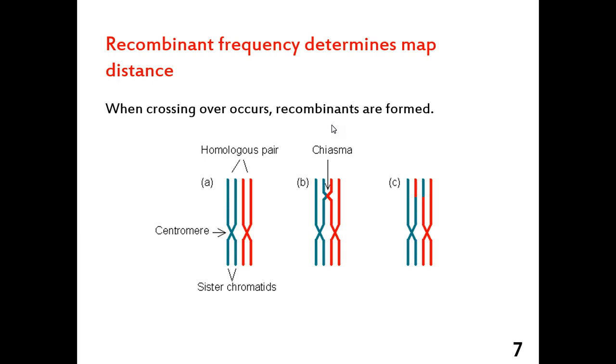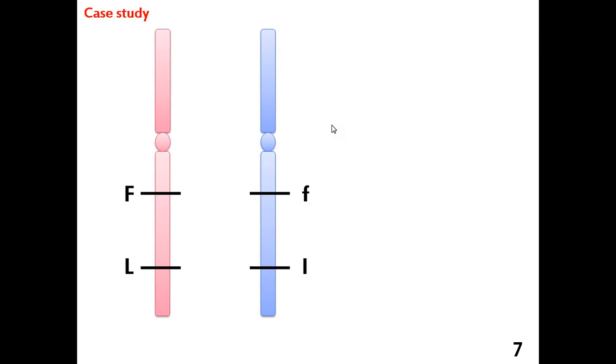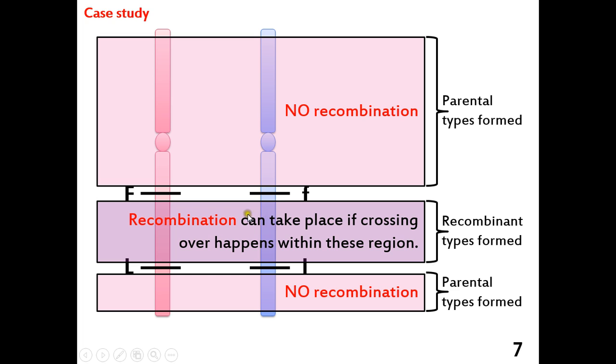Right, let's go on to the next concept of recombinant frequency that determines the map distance. Recall that when a crossing over event occurs, recombinants are able to be formed. Remember this animation that I was showing you earlier, with the same chromosome and two genes, gene F and gene L this time round. If a crossing over event occurs between these two genes, take note that this will give rise to your recombinant types. But if the crossing over event occurs outside of this region, there will be no recombinants.